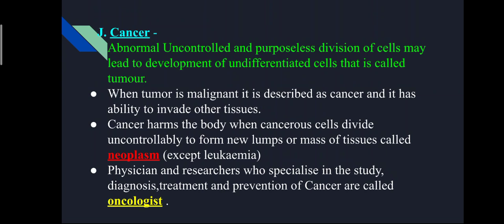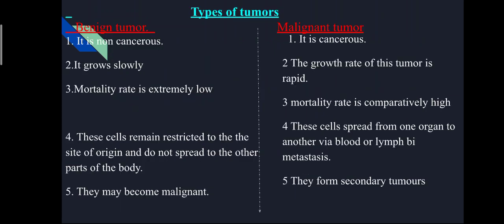एक विशिष्ट प्रकारचं असं मास तयार होतं सेल्सचं किंवा लंप तयार होतात. And it happens except leukemia. ब्लड कॅन्सर सोडला तर बाकी कॅन्सरमध्ये अशा पद्धतीचं मास किंवा लंप्स फॉर्म होतात. Physicians and researchers who specialize in the study, diagnosis, treatment and prevention of cancer are called oncologists.